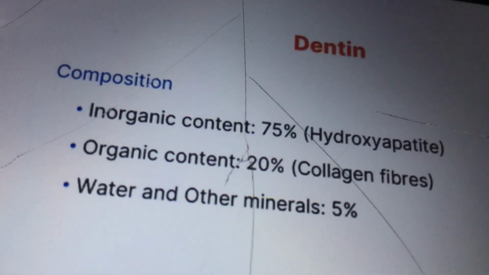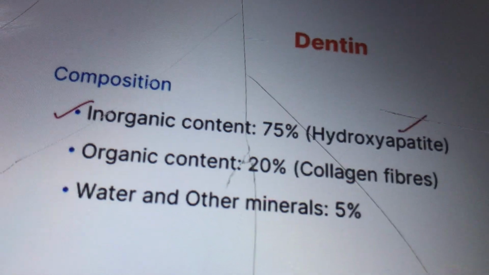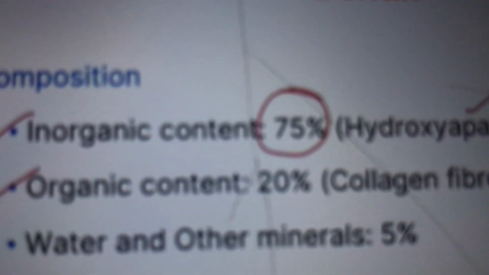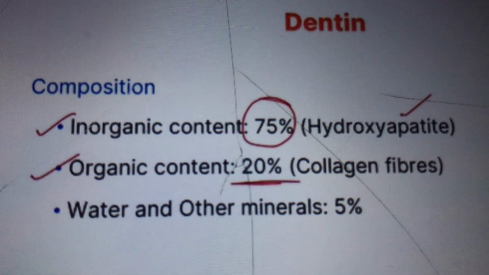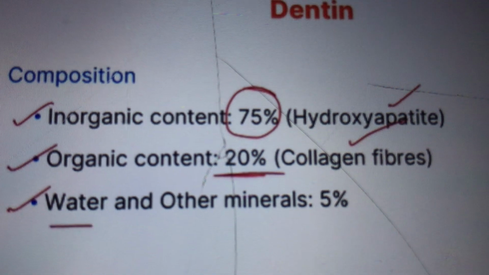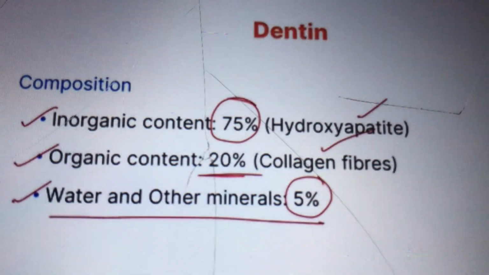Now let's look at the composition of dentine. Again, it's composed of an inorganic component, which is mainly your hydroxyapatite, which constitutes 75% of dentine. You have your organic content, which contributes to 20%, mainly composed of collagen fibers. And then you have your water and other minerals constituting 5% of your dentine.